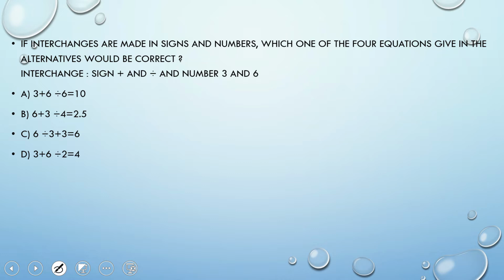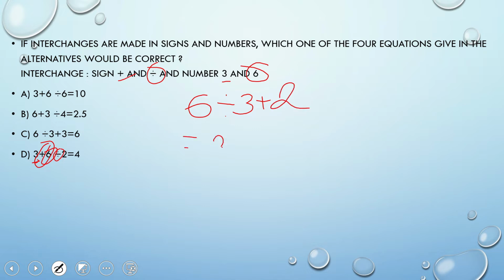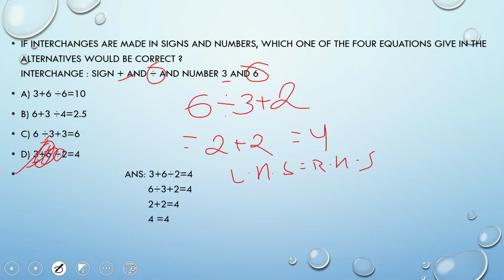Okay, I'll try to solve D, that is in place of 3 you have to keep 6. So I'll keep 6, and in place of plus you have to keep division as said in the question, that is divided by, and in place of 6 you have to keep 3, and in place of division you have to keep addition, that is plus, and in place of 2 you have to keep 2 because nothing is given about 2. That is 6 divided by 3 is 2 plus 2 is 4, which is LHS equals to RHS. So the correct option is D. You can read the answer here.